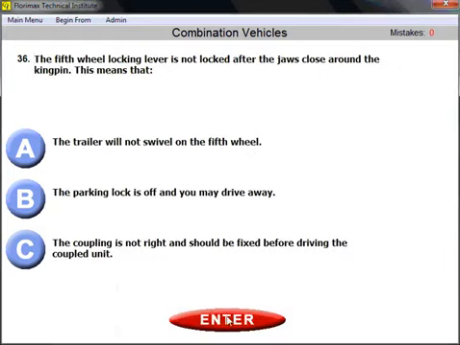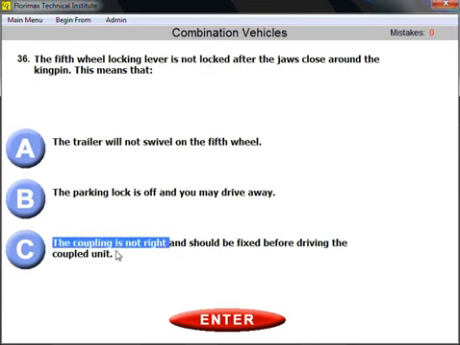Question number 36. The fifth wheel locking lever is not locked after the jaws close around the kingpin. What does it mean? Again, even if you don't know what the fifth wheel, locking lever, or jaws mean, at least you read that it is not locked. So, potential problem: if it's not locked, the coupling is not right.